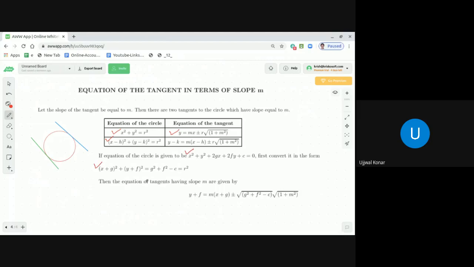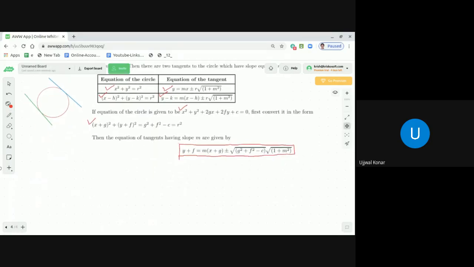Then the equation of the tangent in slope form we will get using the second category, that is y plus f is equal to m into x plus g plus minus square root of g square plus f square minus c, into square root of 1 plus m square. As you see, this is in the same form as before. So this is the way we derive the equation of the tangent in slope form if the general equation of the circle is given. Correct, dear students?